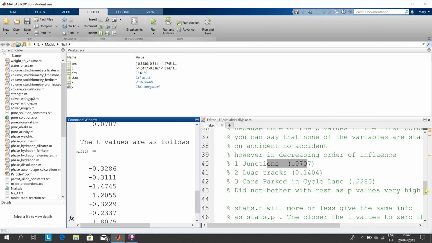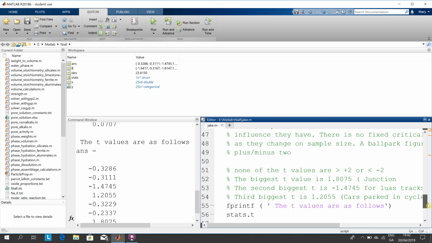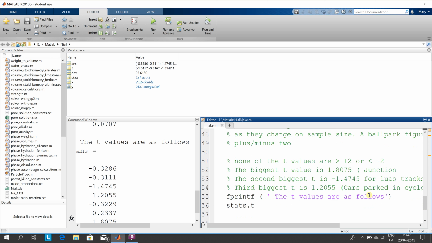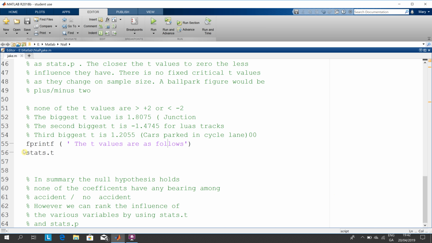Next thing here, we're going to blow this up again. We're on this line here. We're going to get stats.t. Now, there's really no need to do stats.t because stats.p, p for Paris, tells us everything, but it reinforces. The t is for Student t. As a ballpark figure, if the t value is greater than +2 or less than -2, it has a bearing or an influence. And if it's anywhere between -2 and +2, it doesn't.